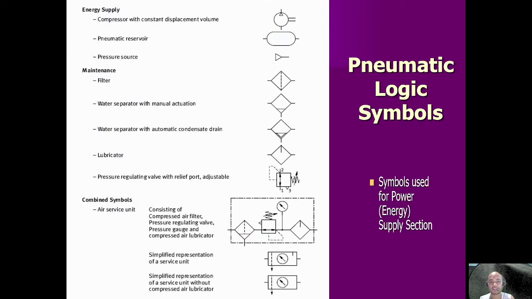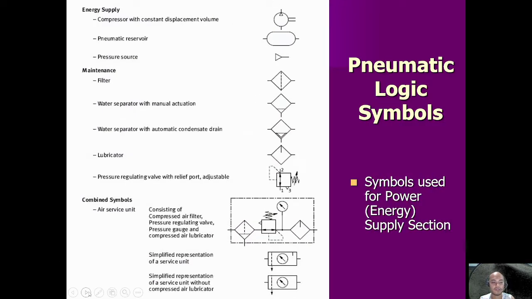Okay, so let's go with the symbols. Okay, can I use a pen maybe? Okay, so this is a symbol for a compressor. It has no arrow, so it is a constant displacement volume. It is not a variable speed compressor, so it's constant displacement.